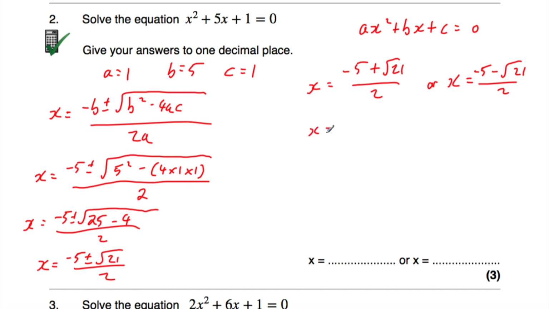We can just do x equals minus 5 plus the square root of 21 over 2. And whenever we press equals, we get that's equal to negative 0.2087 and so on. And we just need to give our answer to one decimal place. So x will be equal to negative 0.2. So that's one of our possible solutions.